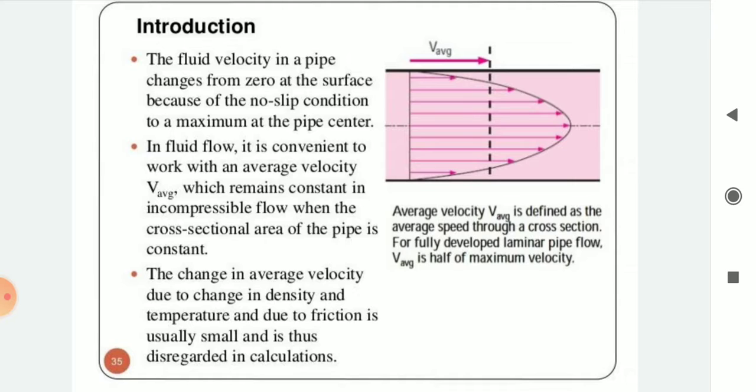In fluid flow, it is convenient to work with an average velocity, V average, which remains constant in incompressible flow when the cross sectional area of the pipe is constant. Then the change in average velocity due to change in density and temperature and due to friction is usually small and is thus disregarded in calculations.